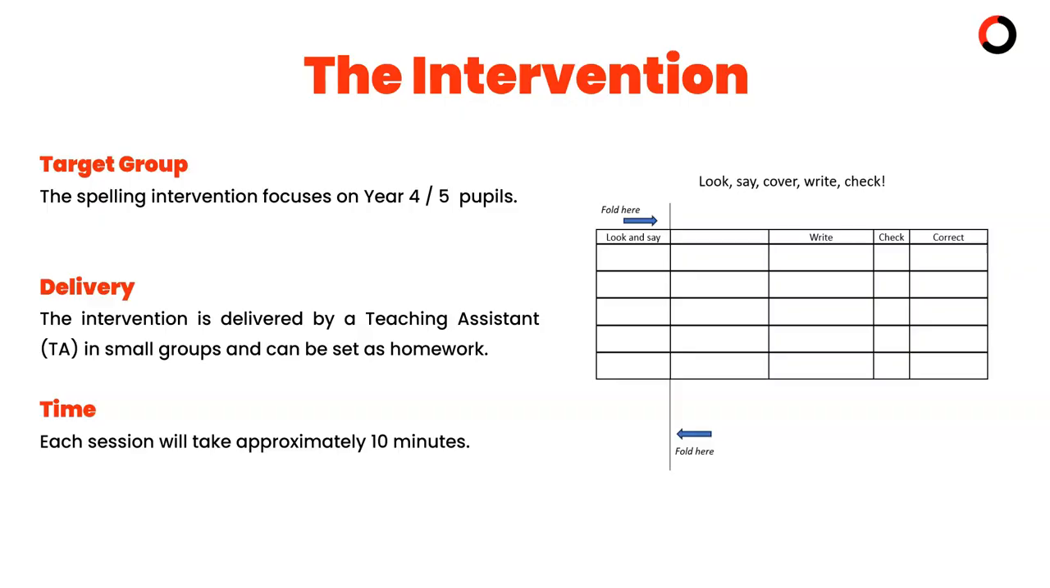The intervention. So the spelling intervention focuses on year 4 or 5 pupils. The intervention is delivered by a teaching assistant in small groups that can be set as homework, and each session will take approximately 10 minutes.